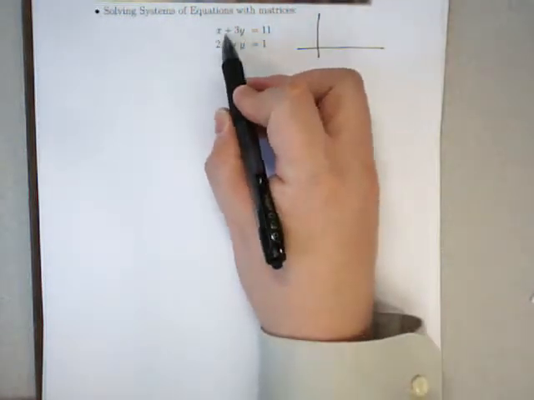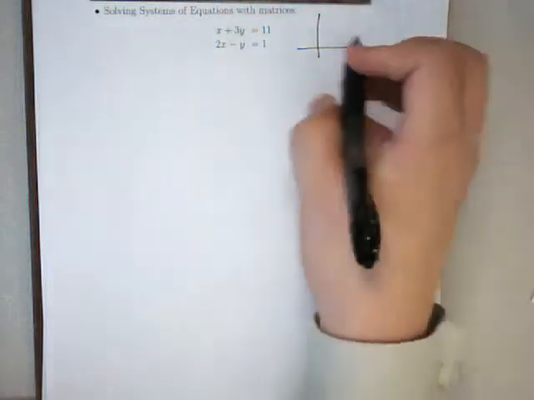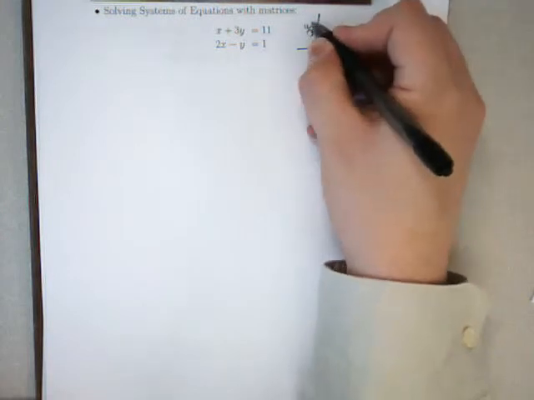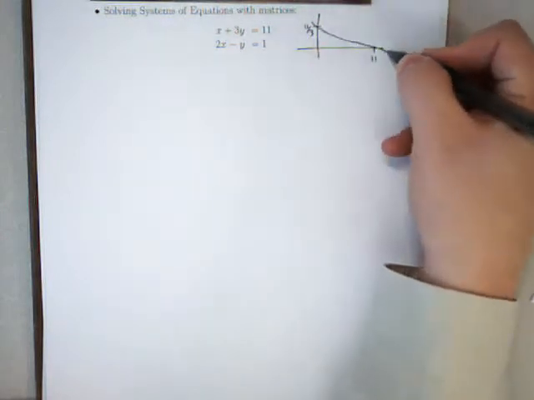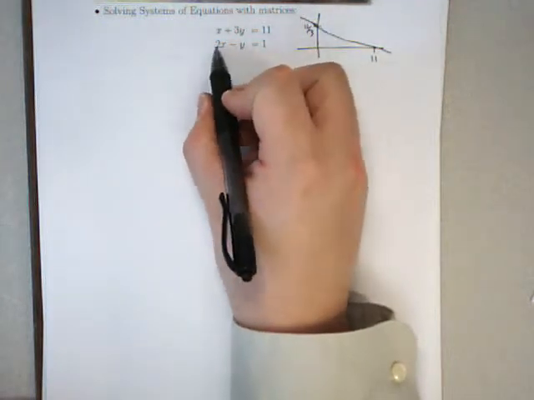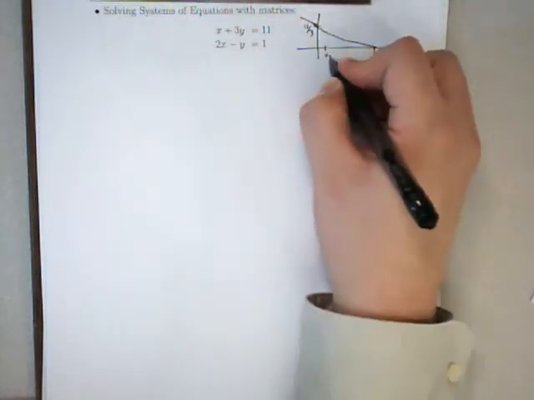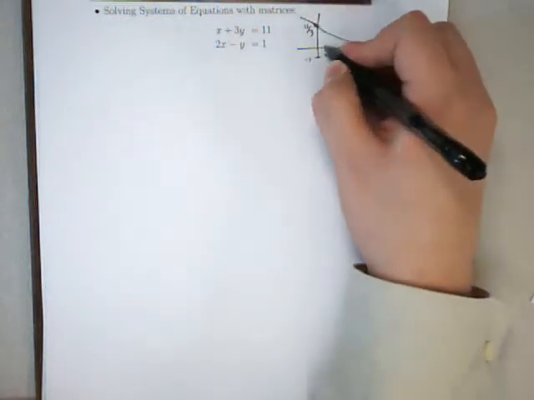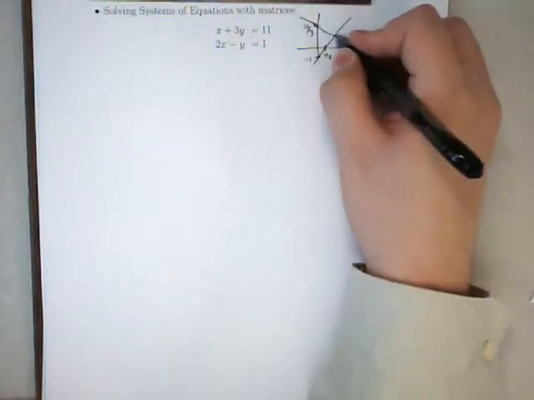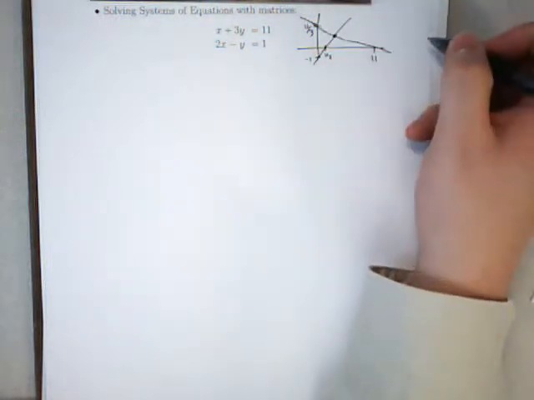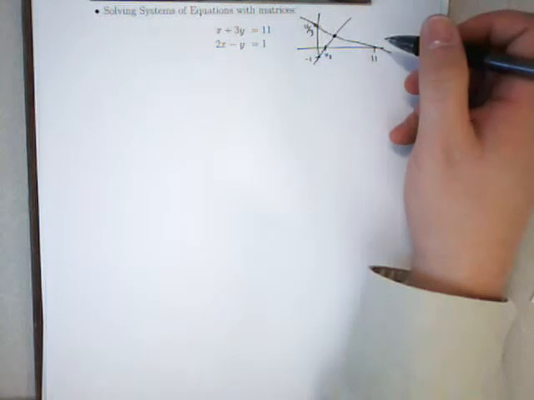If I let y be 0, x would have to be 11. And if I let x be 0, y would have to be 11 thirds. So that gives us a line with a negative slope. In the next one, if y is 0, x would have to be a half. And if x is 0, y would have to be negative 1, which means we get another line, this time with positive slope. Those two lines intersect at a point. That point is the point we're after when we try to find our solution.